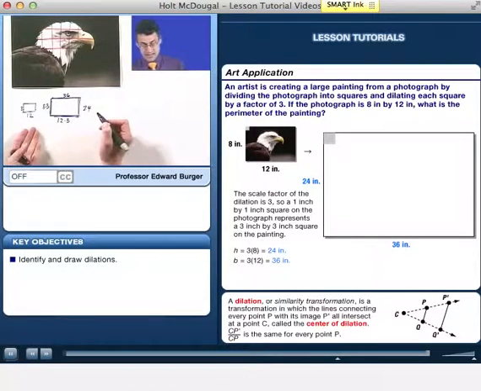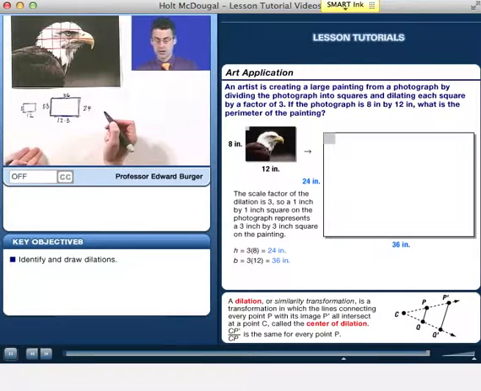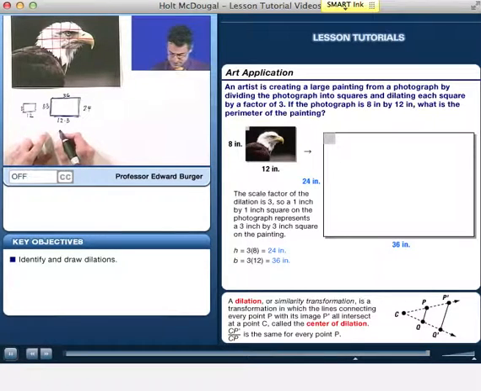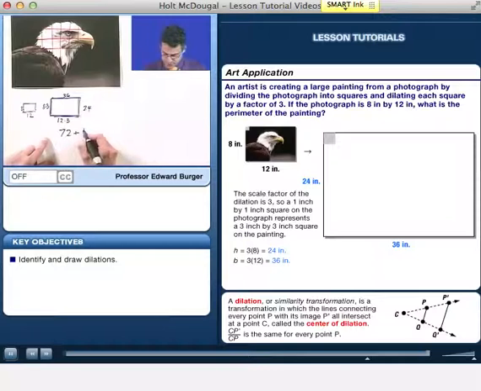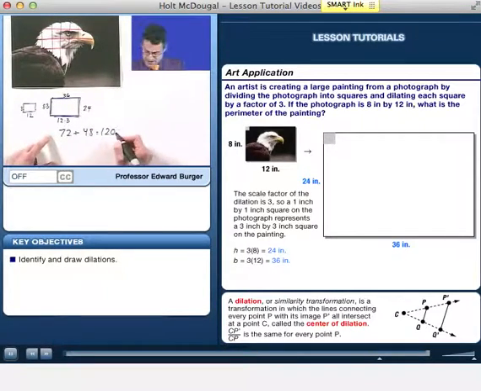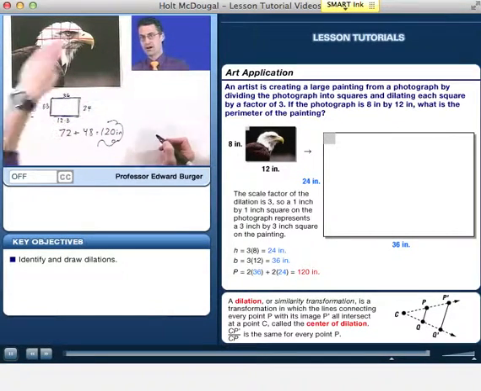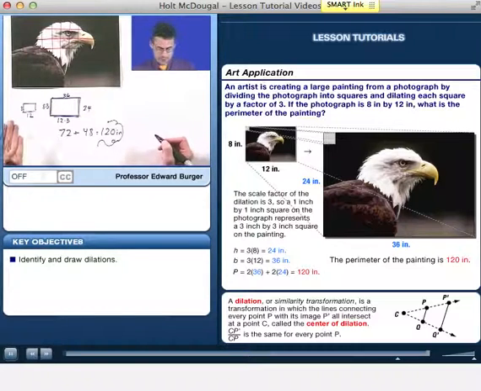And so what is the perimeter? Well, the perimeter is going to be 36 plus 36, which is 72, plus 24 plus 24, which is 48. And so I see 120. What are my units? They're in inches. So I see 120 inches. That's the perimeter of the painting, which if you compute the perimeter of the original photograph, you'll see that if you take that perimeter and multiply it by 3, we're going to actually get the perimeter of this. So it all corresponds. Dilation.